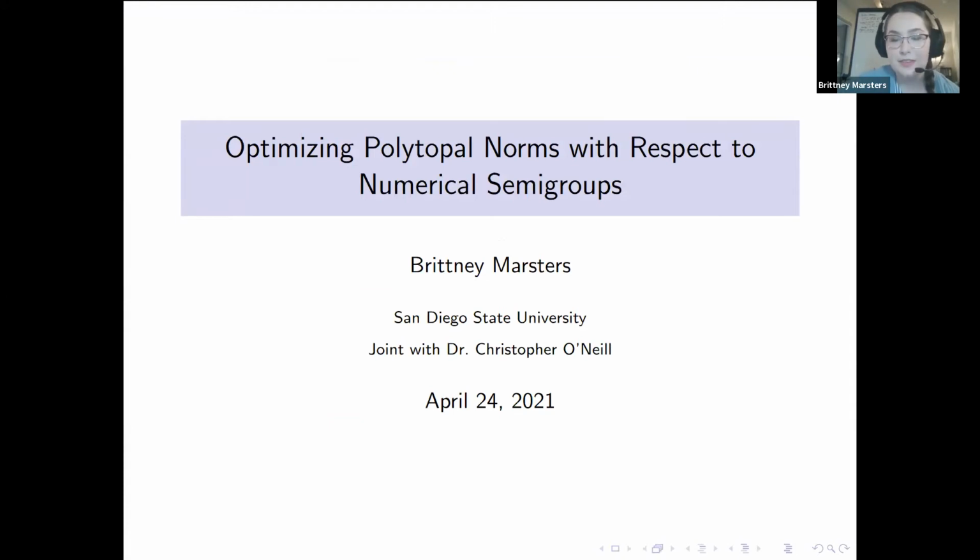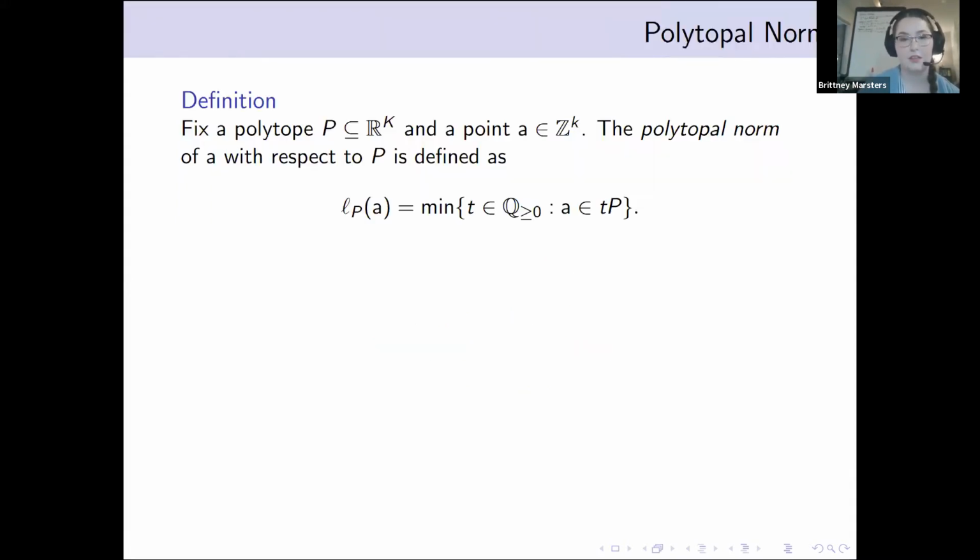All right, so this is joint work with my advisor, Dr. Christopher O'Neill. He is known for working with numerical semigroups, so I'm going to talk a bit about numerical semigroups. But first, we're going to talk about polytopal norms. We fix a polytope and an integer point. Then the polytopal norm of that integer point with respect to our polytope is just the smallest dilation factor that we need for that polytope to contain our integer point. Because it's the smallest, it's always going to lie nicely on the boundary.